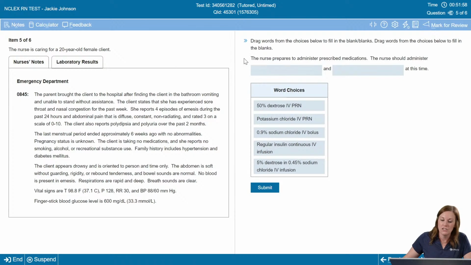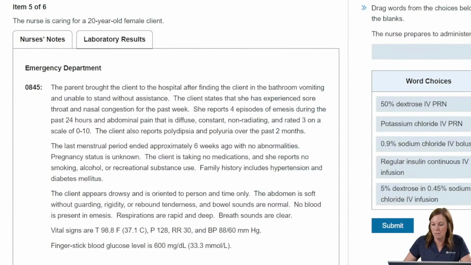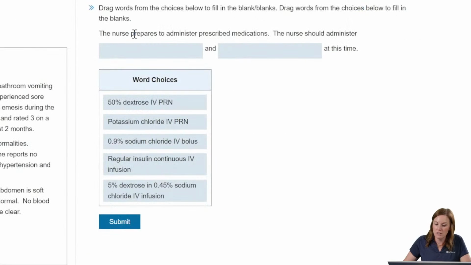So in reading this, it says, drag words from the choices below to fill in the blank. The nurse prepares to administer prescribed medications. The nurse should administer blank and blank at this time. This is a drag and drop, so we're going to drag our options from our little bank here into these option choices. And it doesn't matter what order they're in, you just have to have the two correct ones. So we talked about our priority intervention.